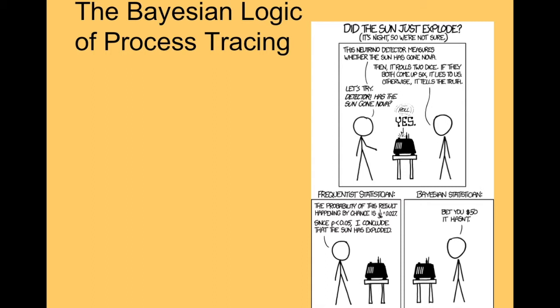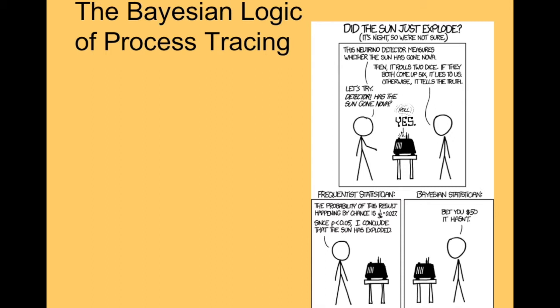So what happens inside the neutrino detector is it has two dice. Each one has 6 sides. And it will roll those 2 dice. And if they both come up 6, then it will lie to us. And if they come up any other combination, it will tell us the truth. So these two figures ask the neutrino detector, did the sun just explode? And you can hear the dice rattling around, and it says, yes, the sun just exploded.